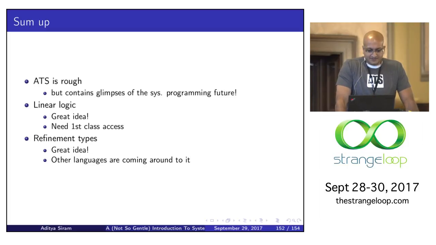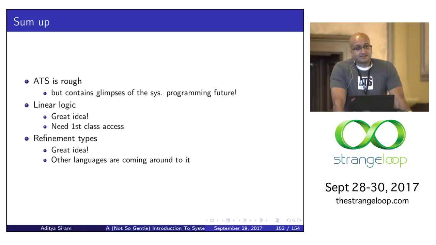So here's some takeaways. ATS is rough. There's no two ways about it. This was just a taste. This is the tip of the iceberg. But it contains, I think, very promising glimpses. If a bunch of programming languages took these ideas and ran with them, I think we would have a great systems programming future.